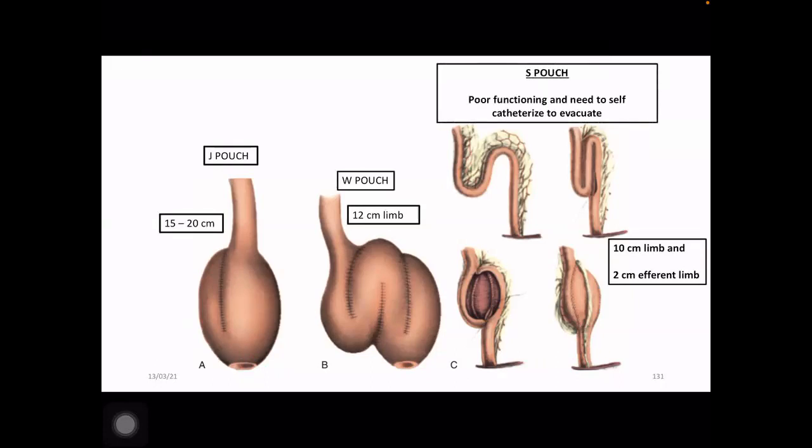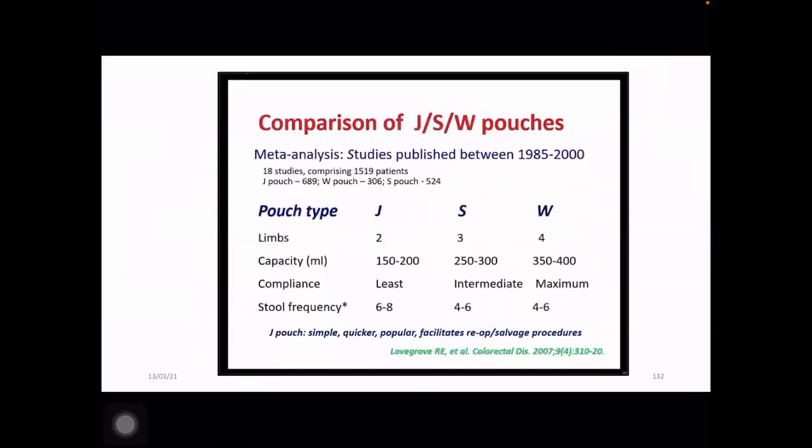But the functioning of the S pouch is very poor because they need to self-catheterize to evacuate. These are the important points which you should remember as far as the pouches are concerned. There's a difference between all the pouches. The pouch which is more commonly constructed is the J pouch because it is simple, quick, popular, and the reoperation is also much easier with the J pouch.